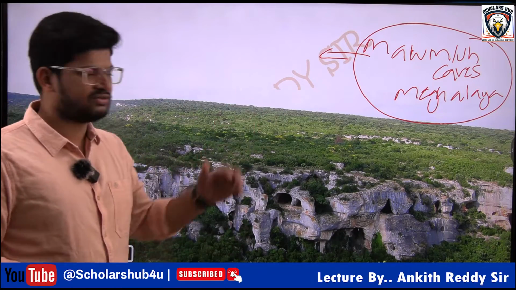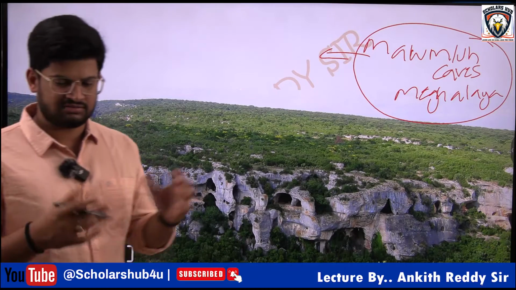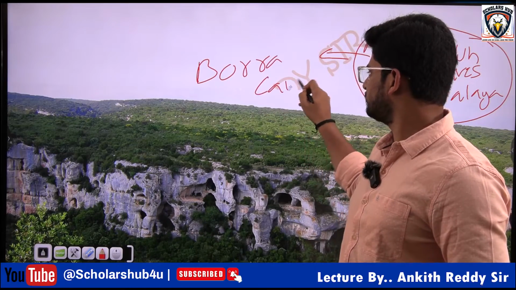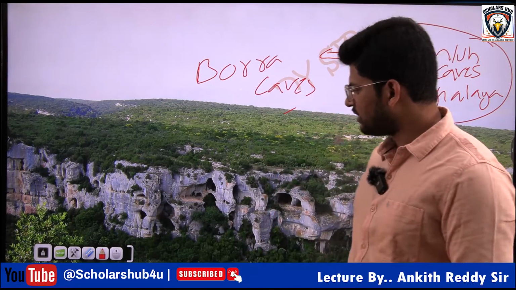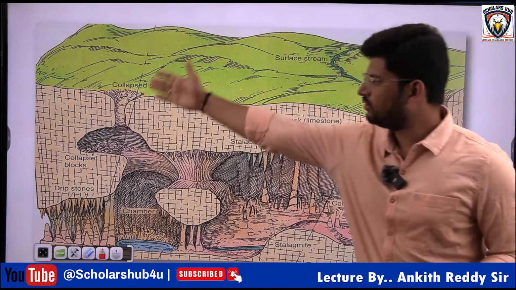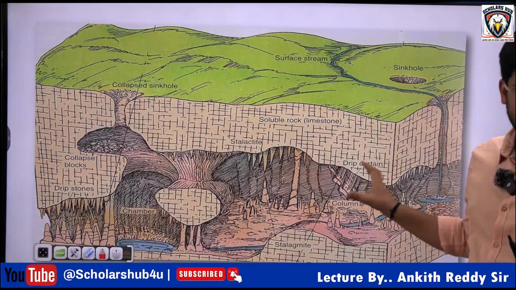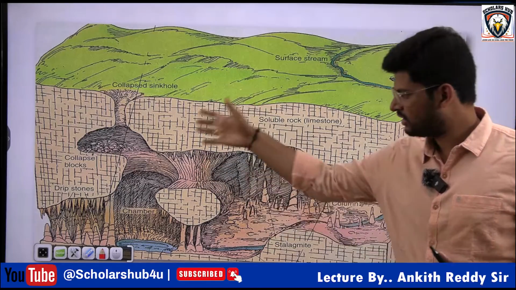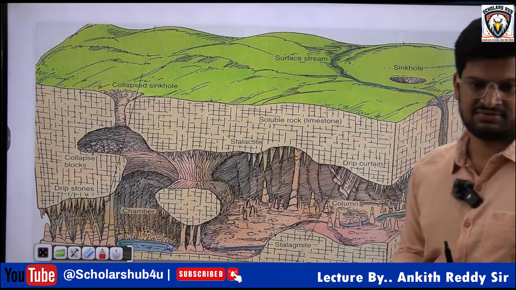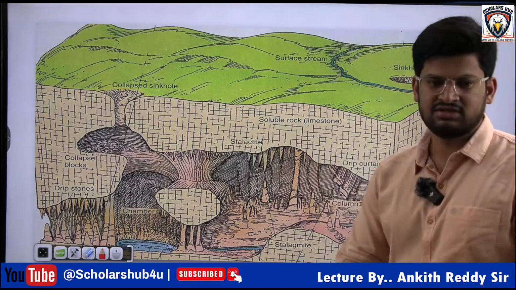Anyways, that is a further topic for current affairs. So Mamlu caves in Meghalaya, and Borra caves in Andhra Pradesh, are the best examples of this. If you have time, you can Google the pictures of these two caves. So the sinkhole, water enters into that, and the horizontal blocks of the limestone get dissolved and form into caves. So these are examples of what? Sinkholes, dolines, uvalas, lapies, limestone pavements, caves. These are all erosional features of karst.